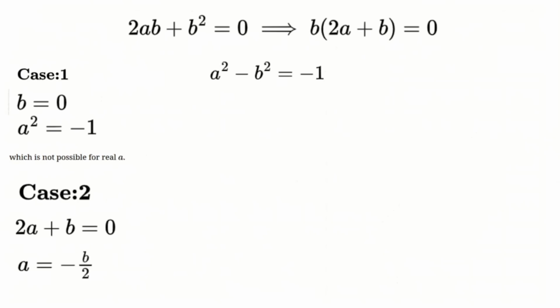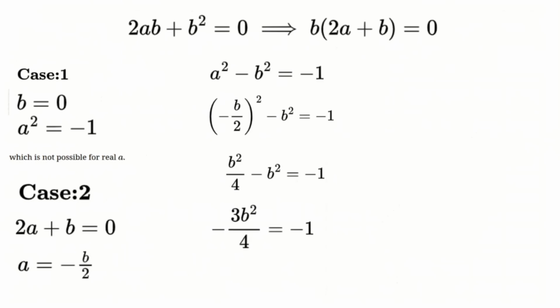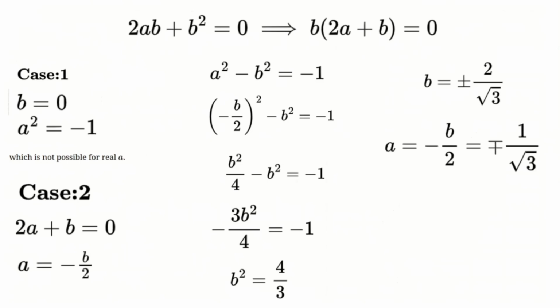Substituting into the first equation, the quantity negative b over 2 squared minus b squared equals negative 1. Expanding, b squared over 4 minus b squared equals negative 1. Multiplying everything by 4 to clear the fraction, b squared minus 4 b squared equals negative 4. Simplifying, negative 3b squared equals negative 4. Dividing by negative 3, b squared equals 4 over 3. Taking the square root, b equals plus or minus 2 over the square root of 3. Now solving for a equals negative b over 2, which gives a equals plus or minus 1 over the square root of 3.